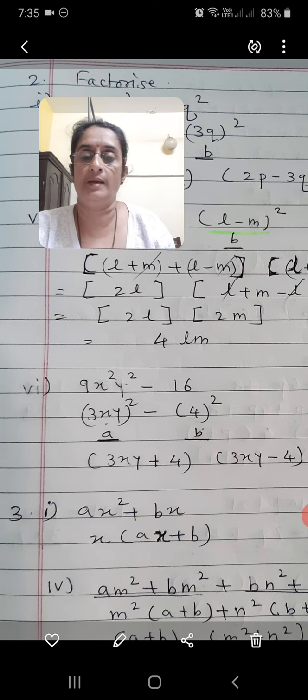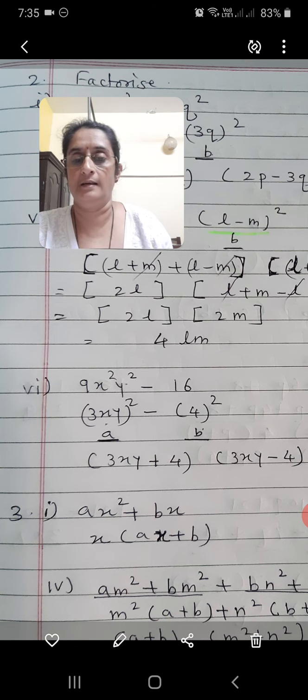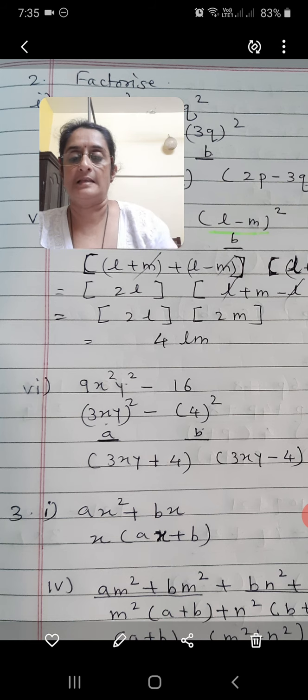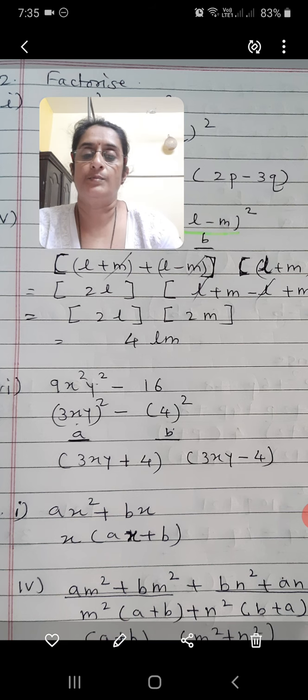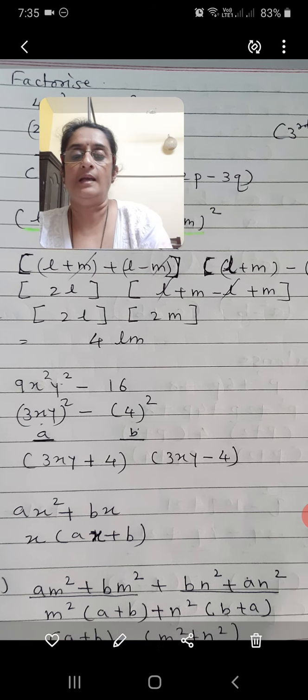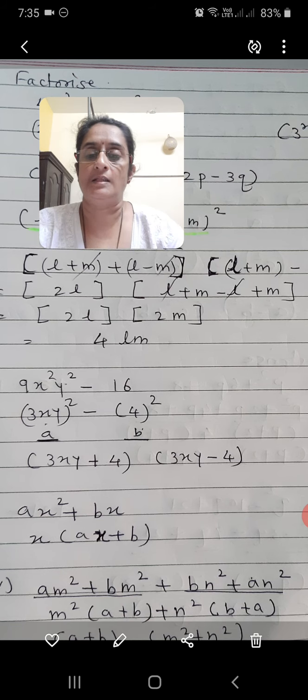So in the first term it remains ax, and from the second term it remains b. So x in the bracket, ax plus b, are the two factors of the given term. Now let us go to the next one, that is the fourth one: am square plus bm square plus bn square plus an square.